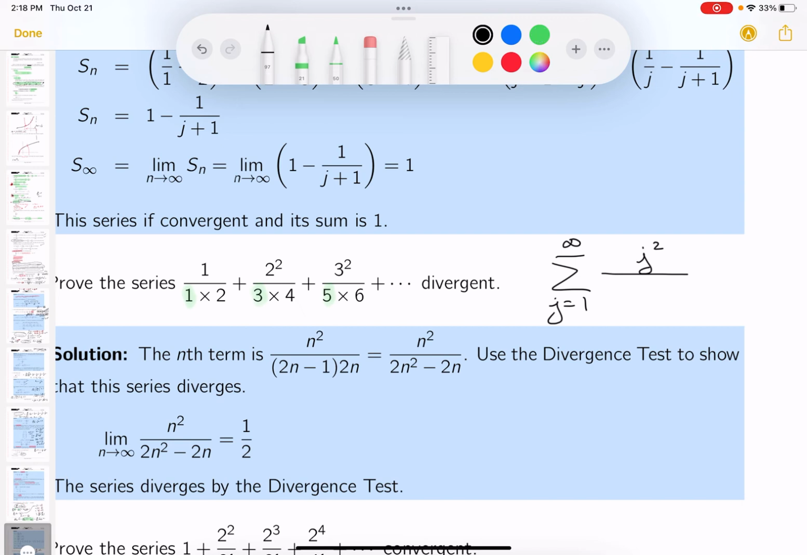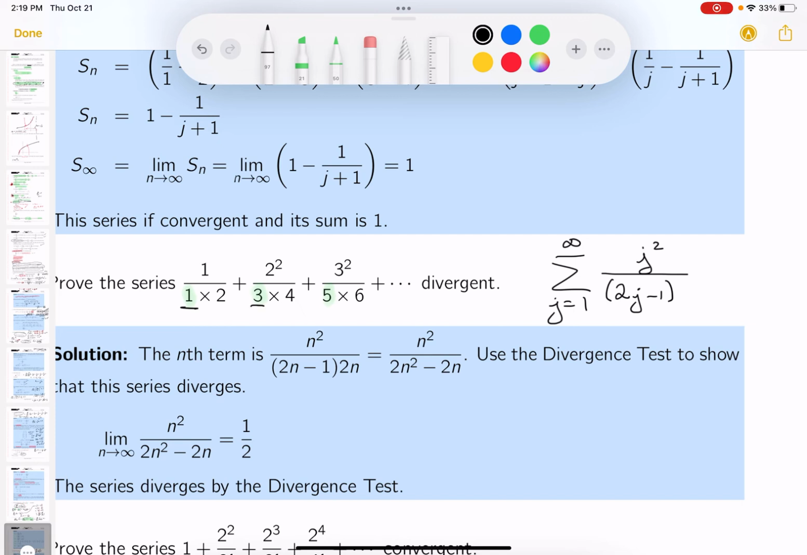But remember, I'm starting at 1. So let's see. Whatever I write down, I'm going to check it. I'm going to say it looks like 2J minus 1. Let me see if that's true. If J is 1, you get 2 minus 1, which is 1. That worked. If J is 2, you get 4 minus 1, which is 3.